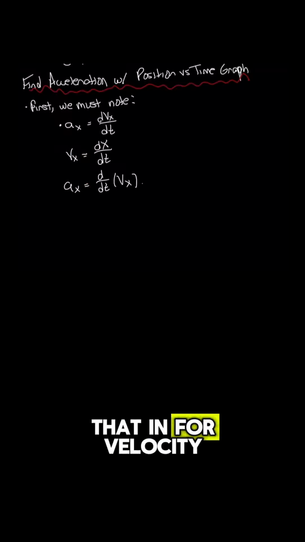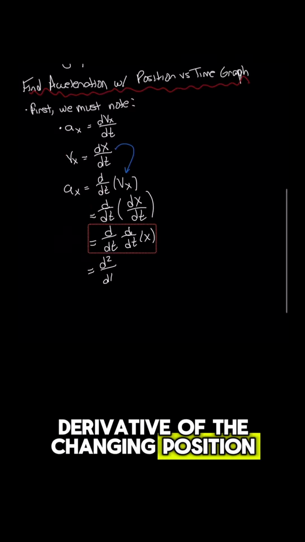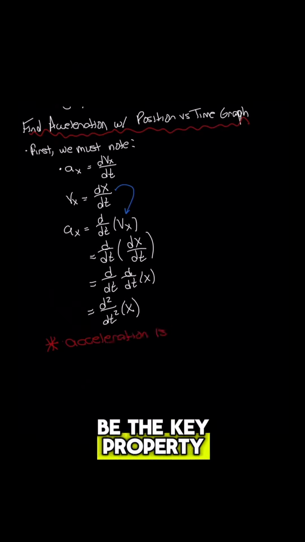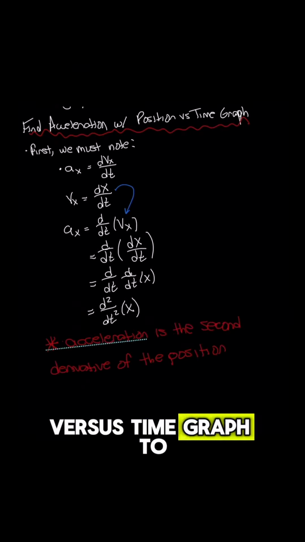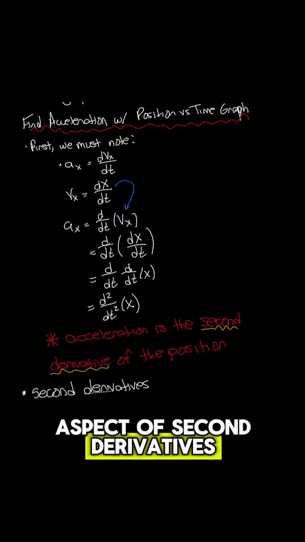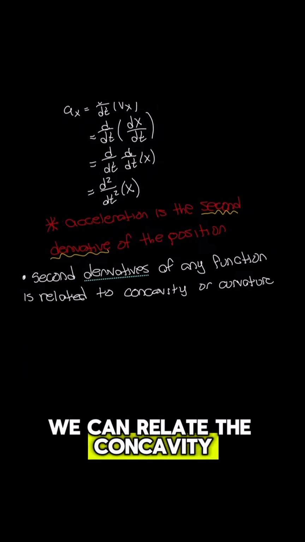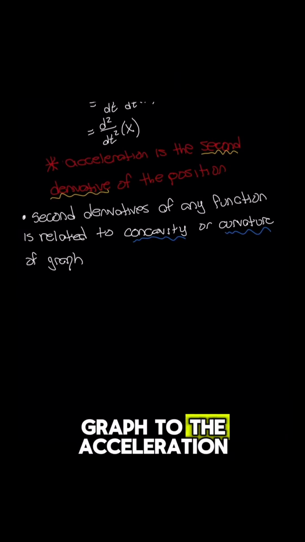So if we plug that in for velocity, we'll get that acceleration is the second derivative of the position. And this is going to be the key property to help us read the position versus time graph to get the acceleration. So we're going to have to use a key aspect of second derivatives of any function, which is that we can relate the concavity or curvature of the graph to the acceleration.